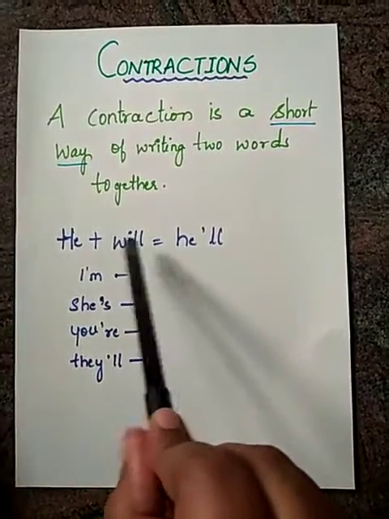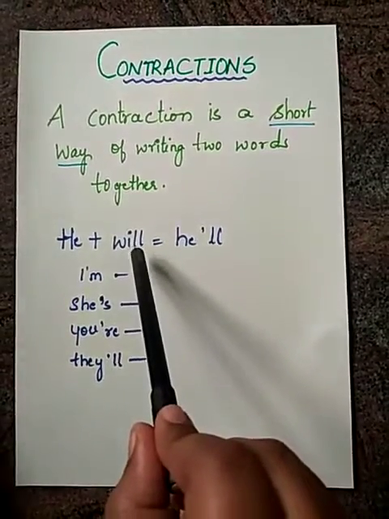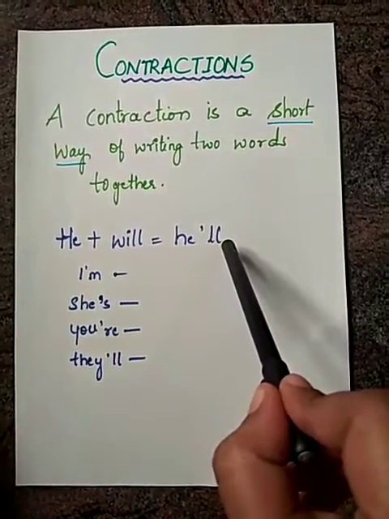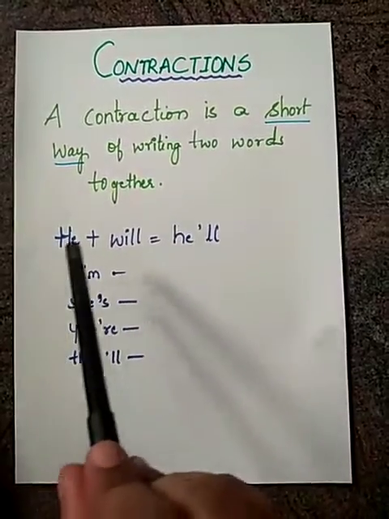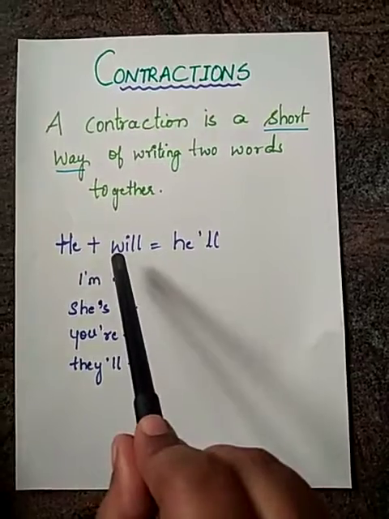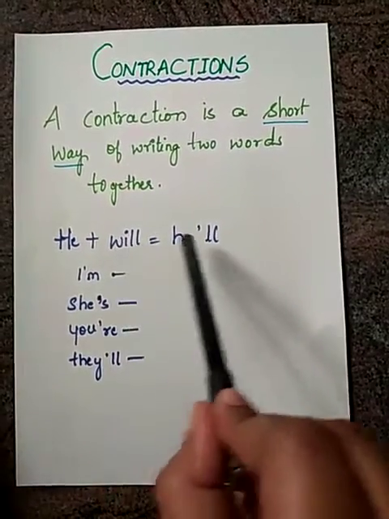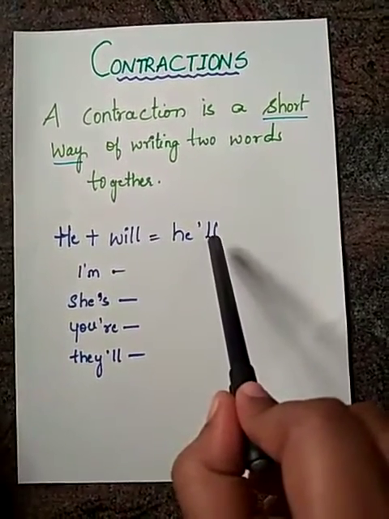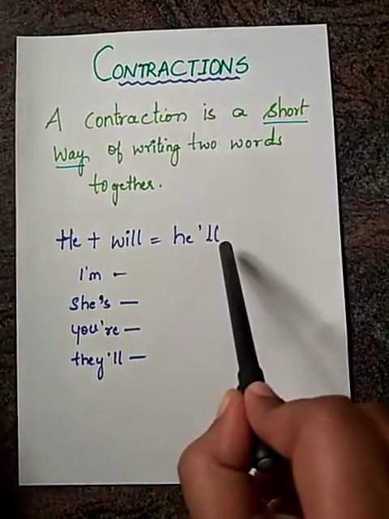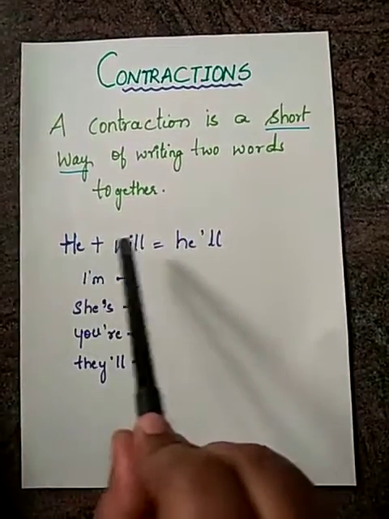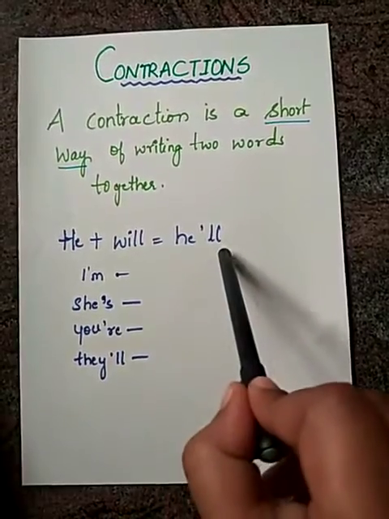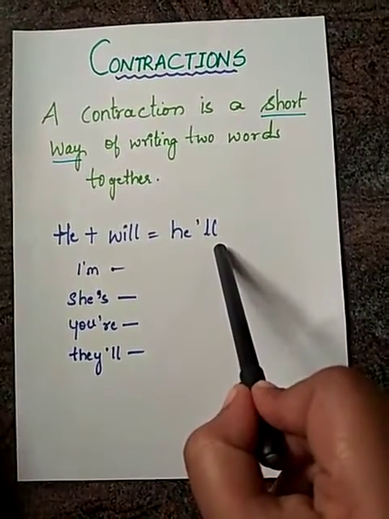He plus will. Here you have two words. So in the contraction we will be writing he'll. Understood? We leave some letters or some sounds in a contraction. So we leave W and I here. Only we have written LL, right? And also we have left the sound. So he plus will. These are the two words, and this is the contraction word.